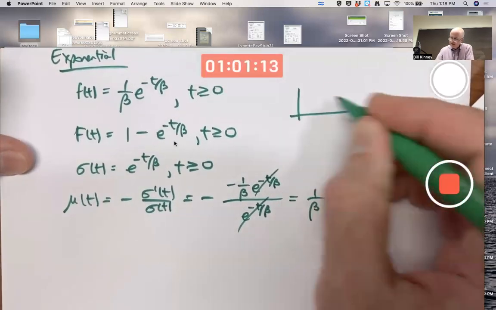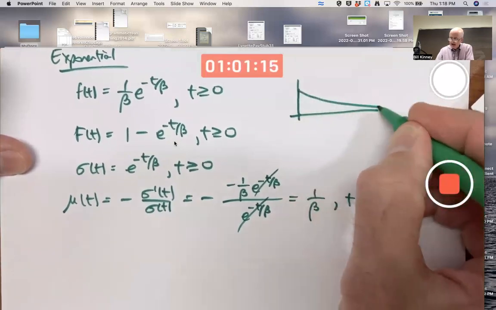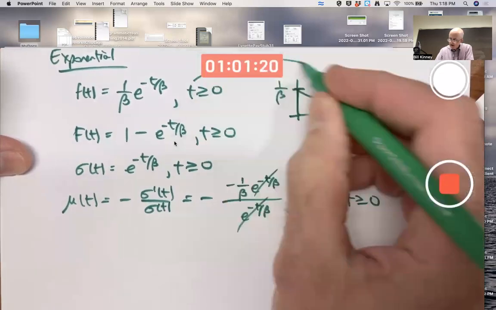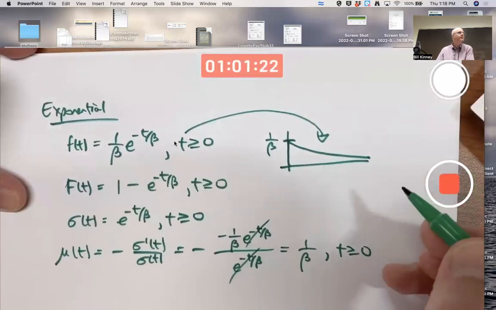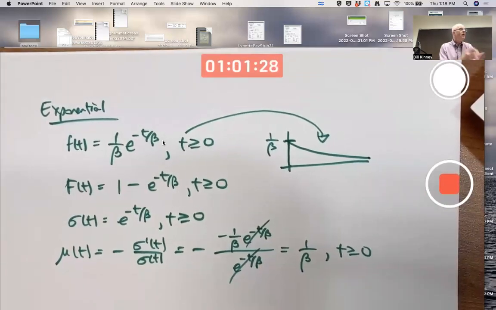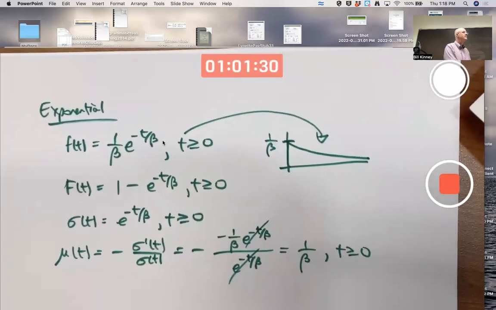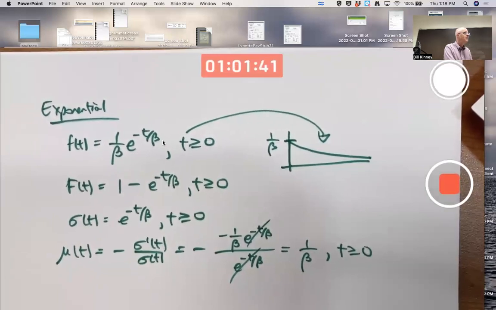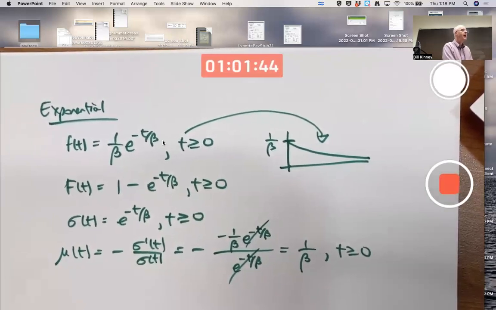The PDF has a graph that is an exponential decay, vertical intercept at 1 over beta there. That's the graph of the PDF. Its relative rate of decay is constant. Percent rate of decay is constant. You've known that since calculus, maybe even pre-calculus. For exponential growth, the percent rate of growth is constant. For exponential decay, the percent rate of decay is constant. This is something you actually already know, just thinking about it in a new way.